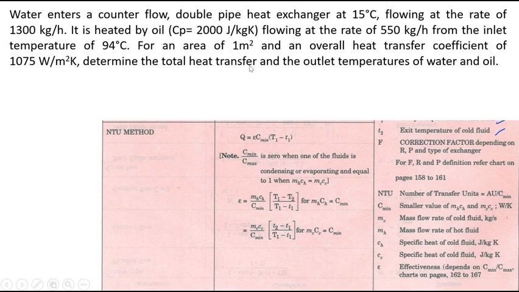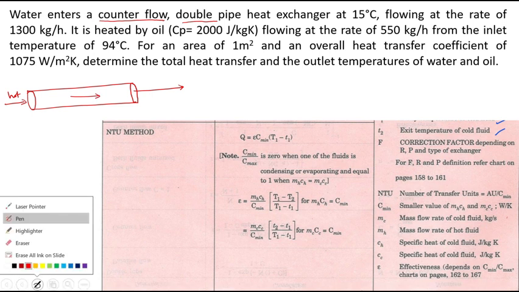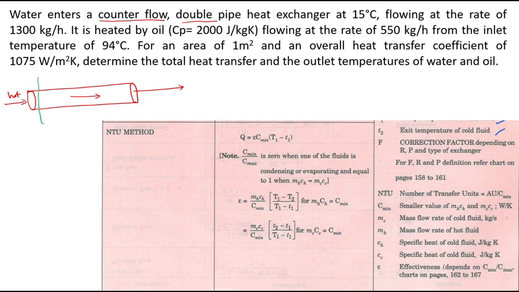In the problem, the flow direction is given: counter flow. The counter flow double pipe heat exchanger. First we draw a simple diagram for the flow. This is the hot fluid flowing in the inner tube. Then we have the surrounding concentric pipe. This is the cold fluid flowing in the opposite direction and leaving there. The cold fluid is water.